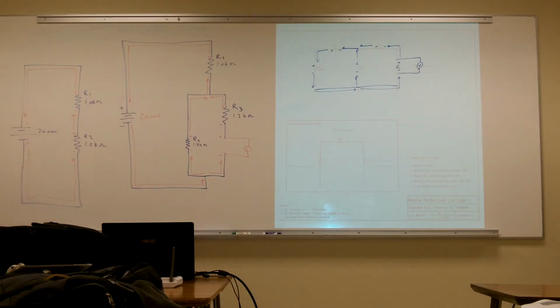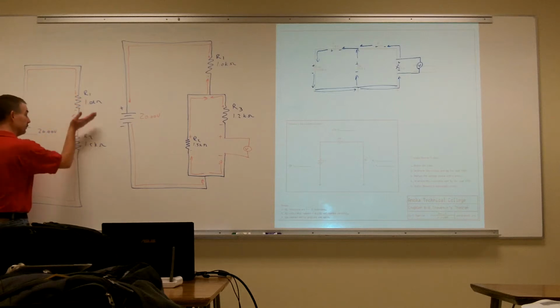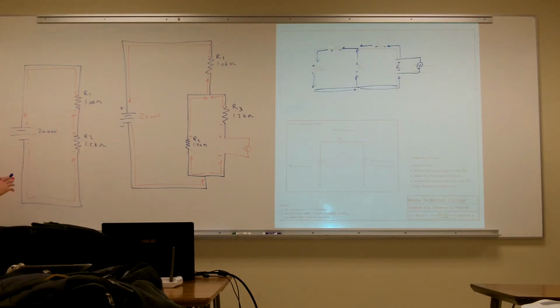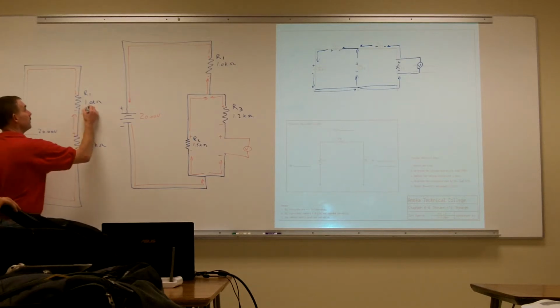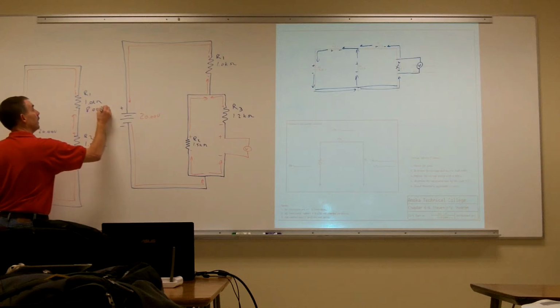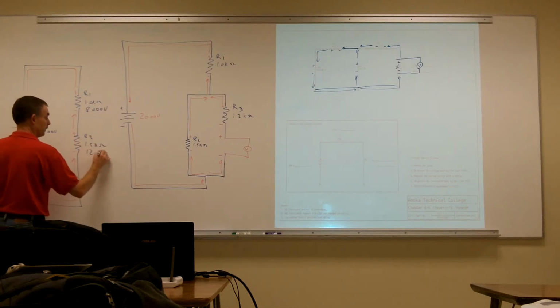So take your voltage divider formula and divide up the voltage amongst the two resistors. Which one's going to drop the most amount of voltage? R2. Okay? So figure out what your voltages are across R1 and R2. R1 is 8 volts, R2 is 12 volts. So we have 8 volts across R1, and then 12 volts across R2.